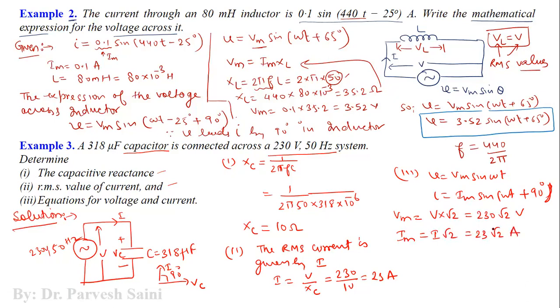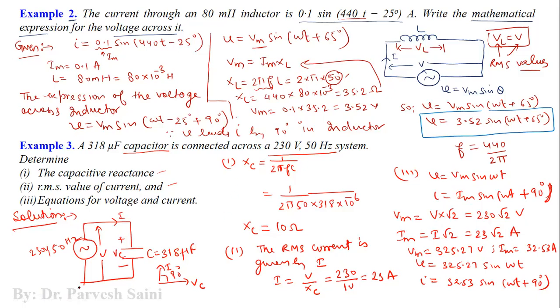So we have the values. Vm is equal to 325.27 volt, and Im will be equal to 32.53 ampere. Now we can write the equations. V is equal to 325.27 sine omega t, and I is equal to 32.53 sine omega t plus 90 degree. So this is how we can find out the answers.